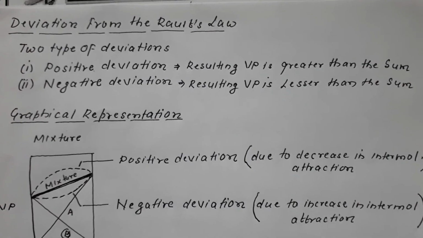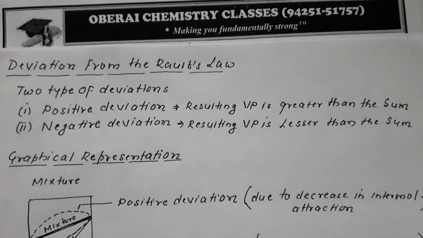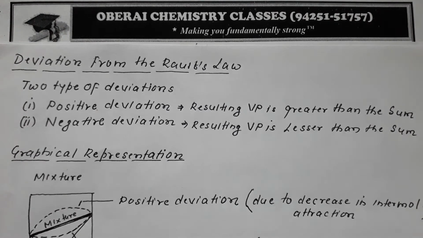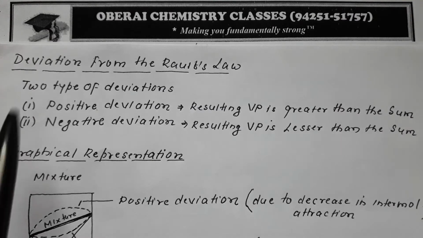Now let's discuss, very important, the deviation from Raoult's law. According to Raoult, the vapor pressure of the mixture should be the sum of the two vapor pressures. But the practical observation is that in most of the cases the resulting vapor pressure comes to be different than what it should be. That is, the mixture exhibits deviation.